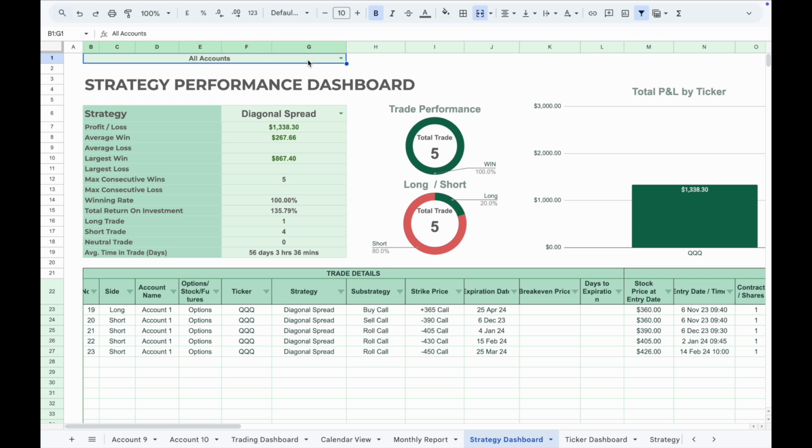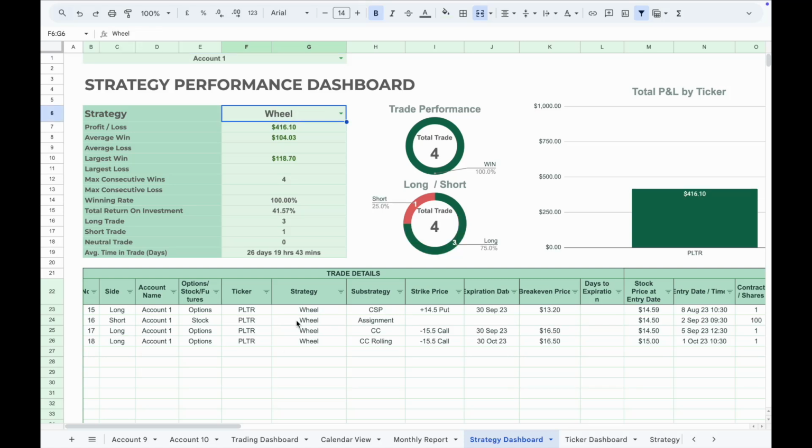Next, the strategy dashboard shows how each strategy performs. It provides statistics for each strategy, helping you identify which strategies work well and which may need improvement. Like the monthly report, you first select the account name from the drop-down list, then select a strategy from the drop-down list. All trades associated with that strategy will be displayed in the table below.